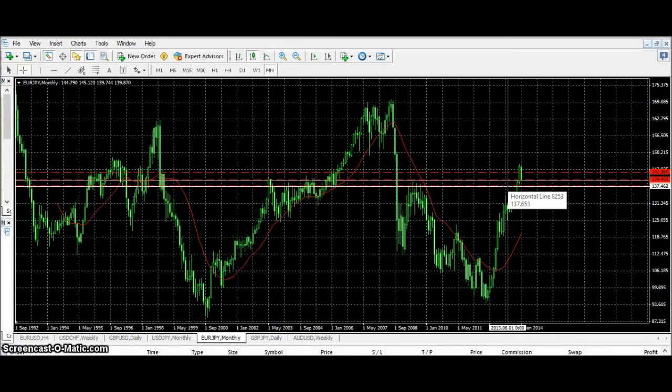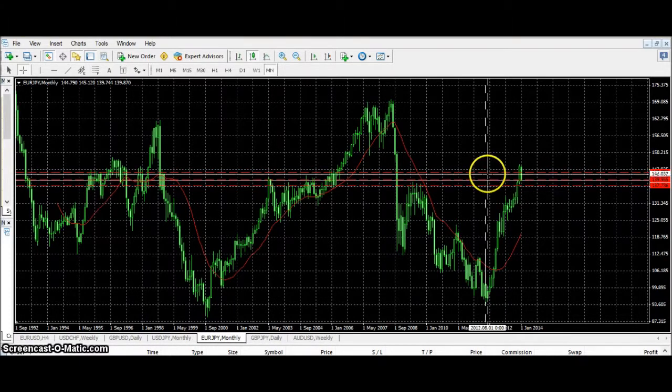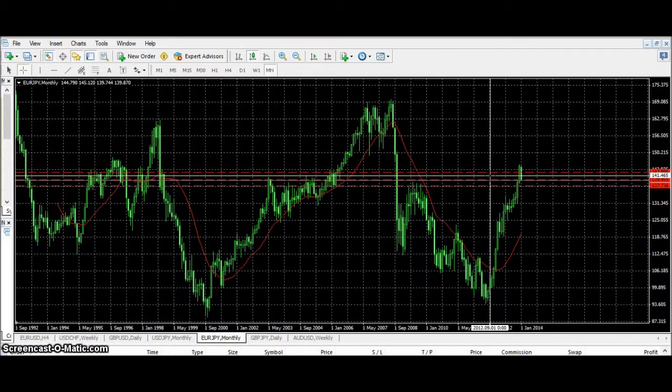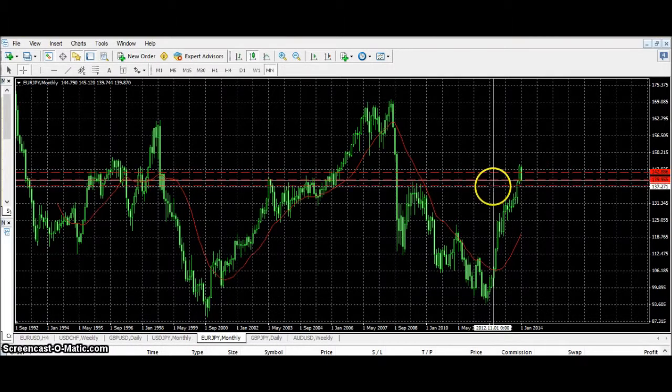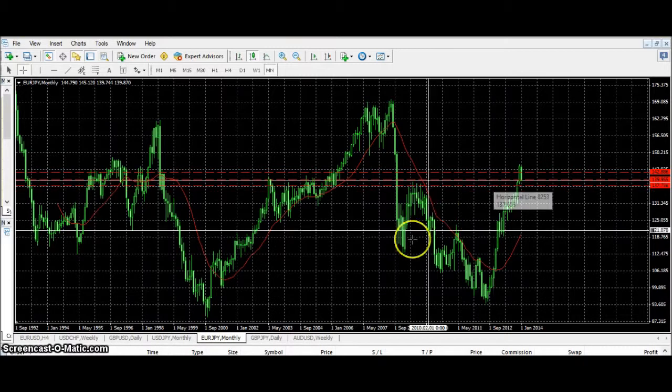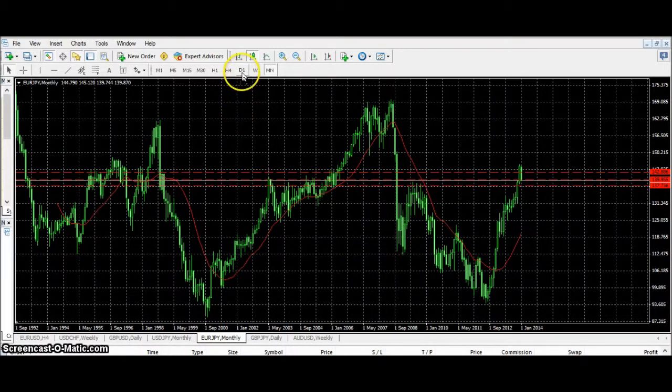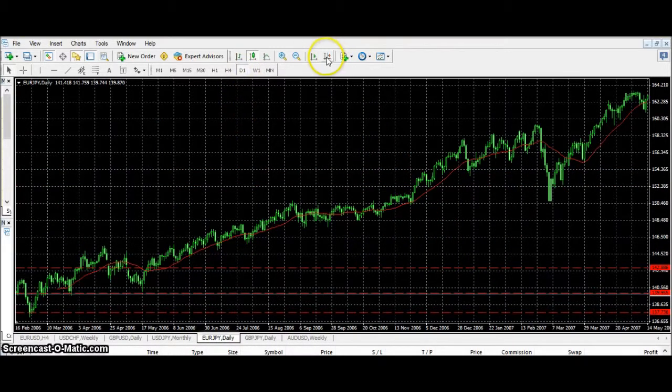this 137 region, because it has already broken this possible region. Look at it. It has already broken the 140 region, so we should be looking at the 137 region. Okay, I think if I go to the lower time frame, it will be clearer to you guys.